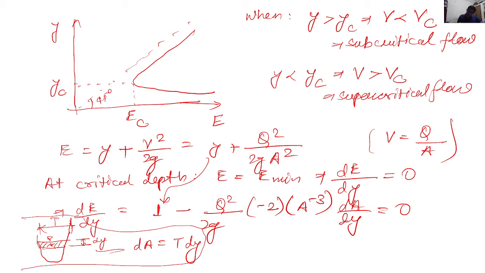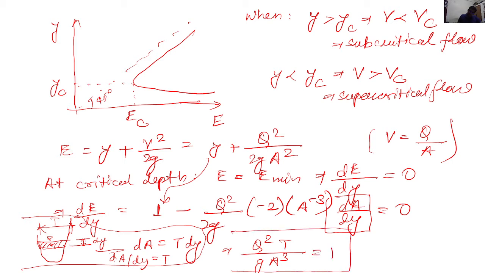So dA by dy is equal to the top width of the open channel. So we just need to put that expression in the above equation. So we would get something like this: q square T by g A cube equal to 1. So this is a very important expression, by the way, and this is the general condition for minimum specific energy.